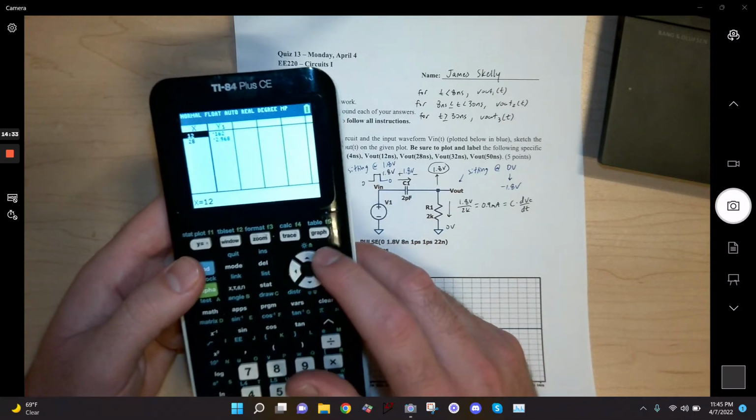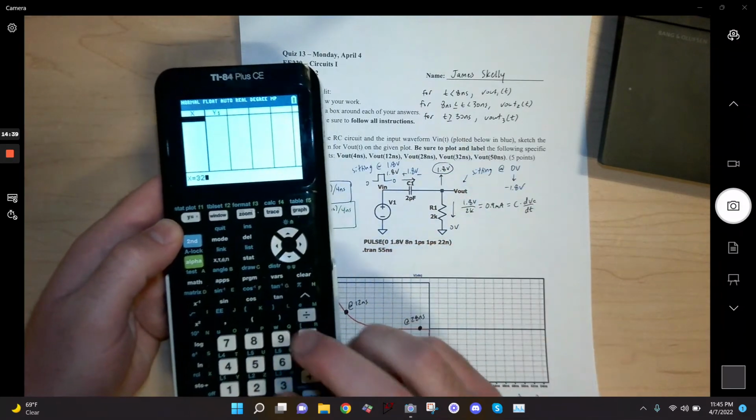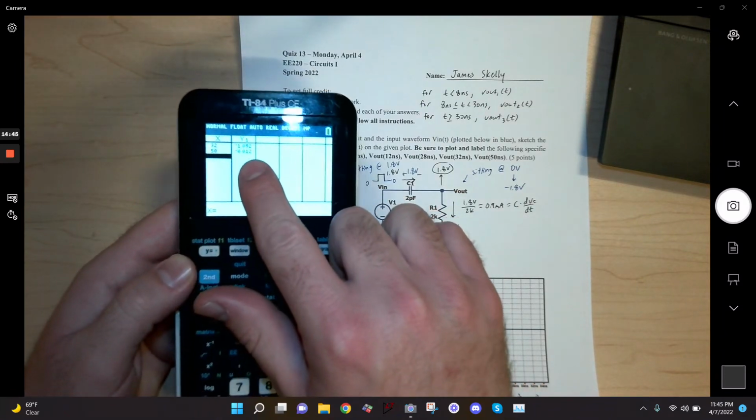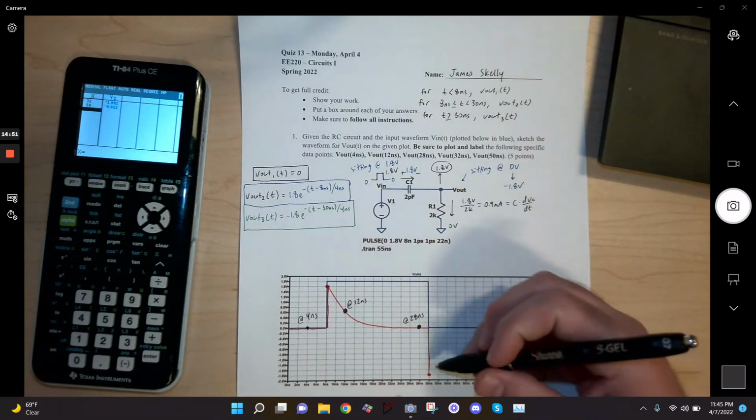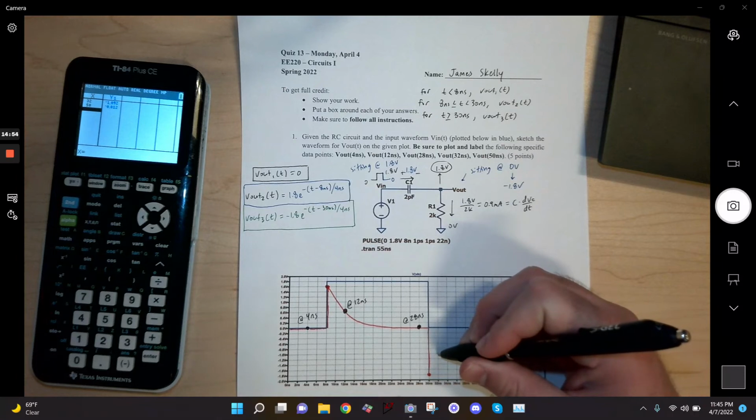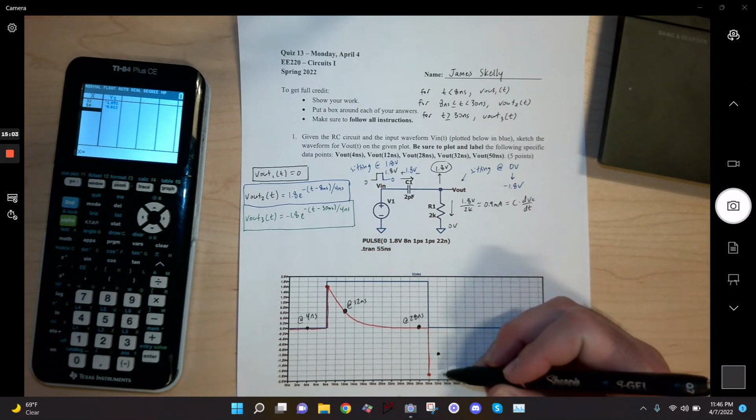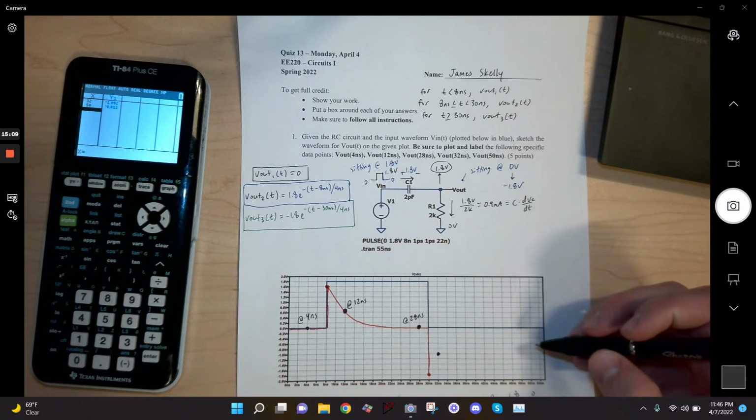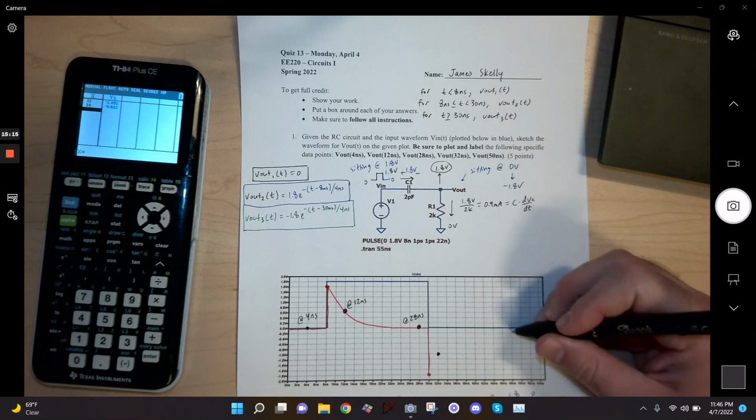So now I'll go back to my table, and now I'm not concerned with these values anymore. Rather, I'm concerned with V out of 32 and V out of 50. So plug in 32 and plug in 50, and I get negative 1.09 volts and negative 0.012 volts. Okay, so let's plot those points. At 32 nanoseconds, I get negative 1.09, which is basically right here. 32, negative 1.09. Yeah, that's fine. And then at 50 nanoseconds, I get negative 0.012, which is basically 0.